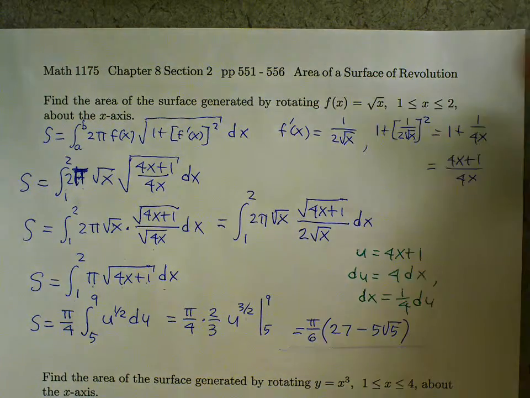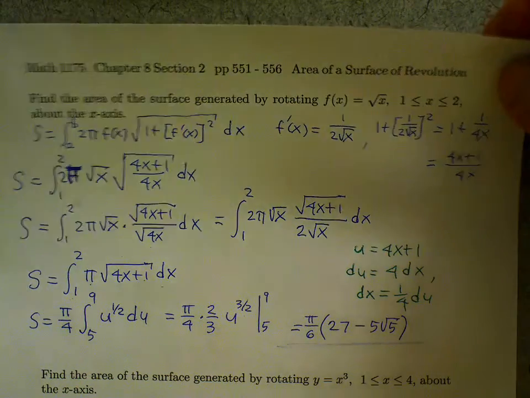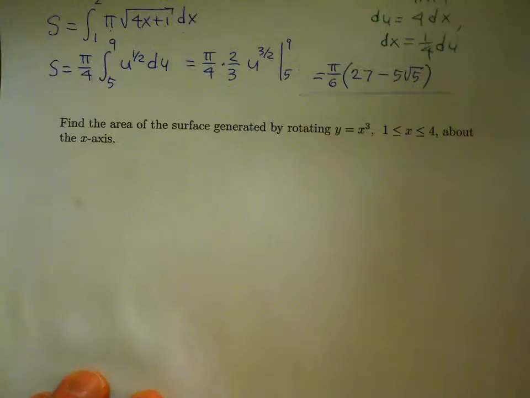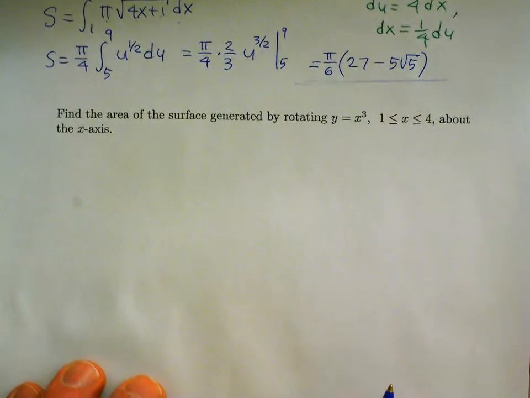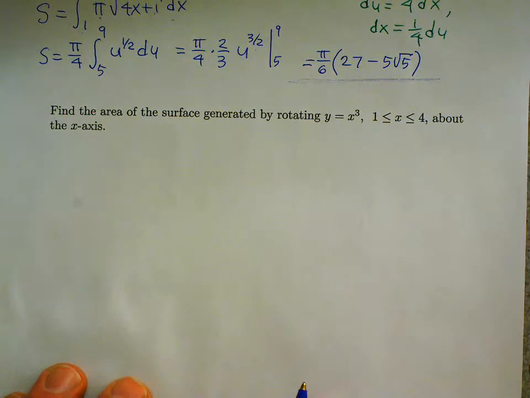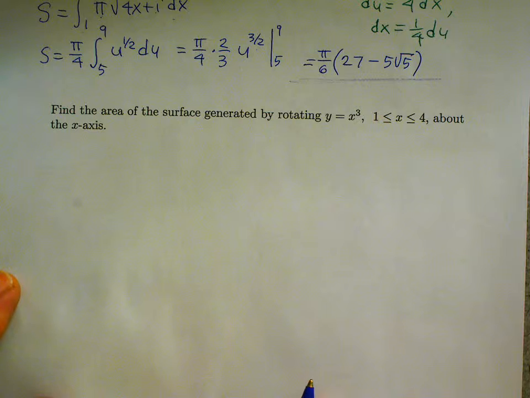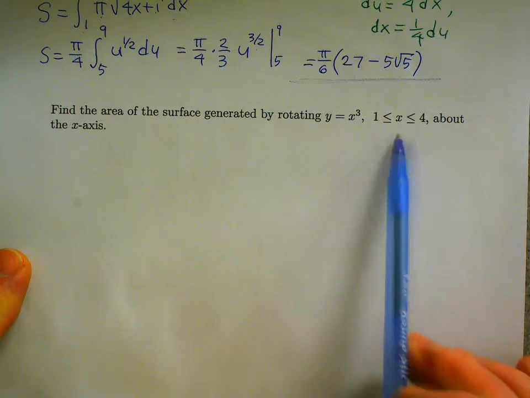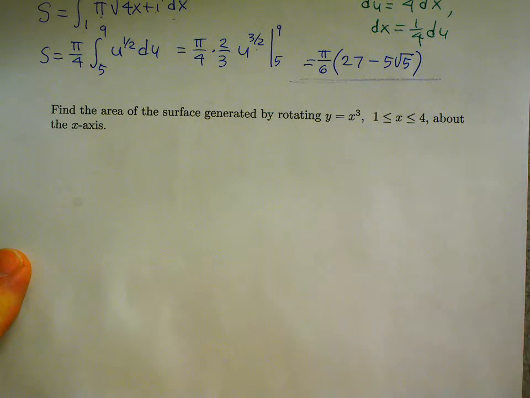Okay, the next problem. Find the area of the surface generated by rotating y equals x to the 3rd about the x-axis for values of x from 1 to 4.